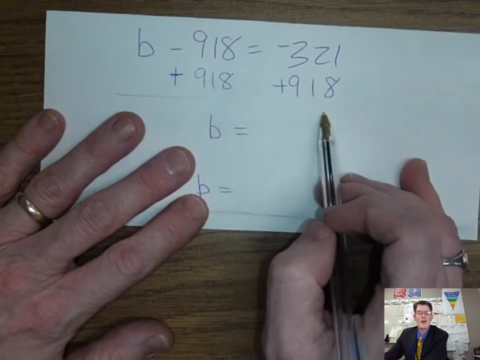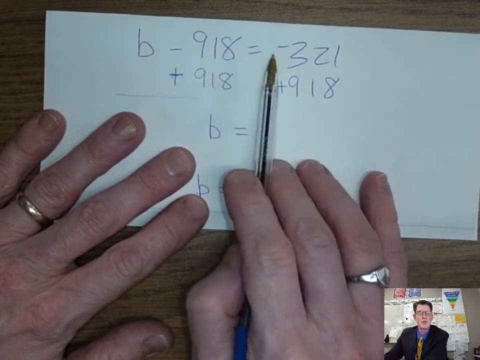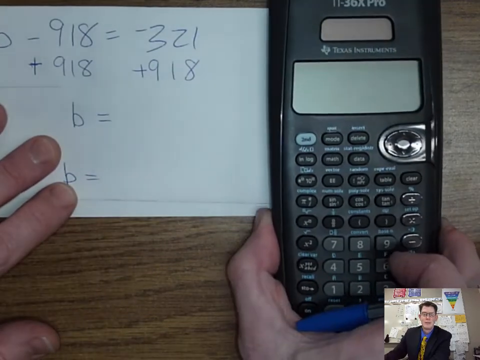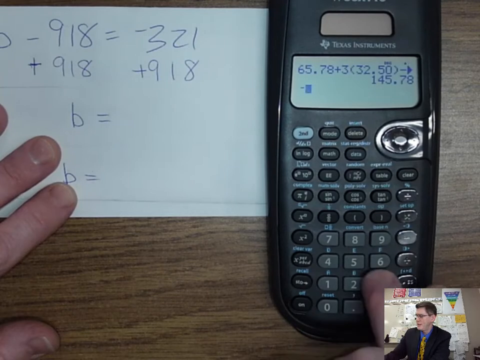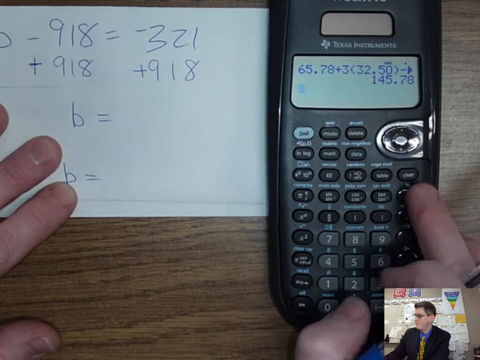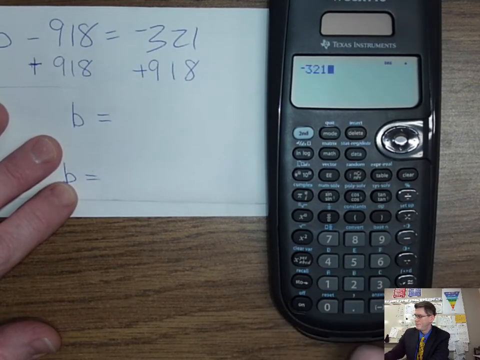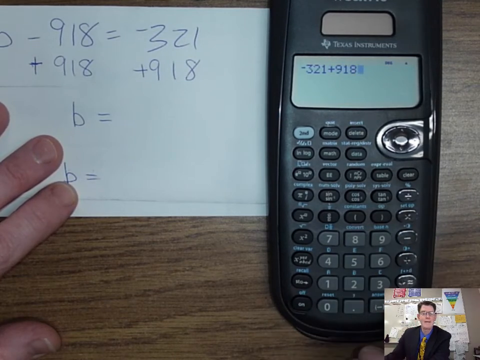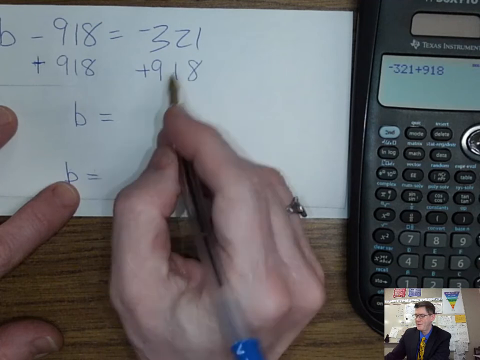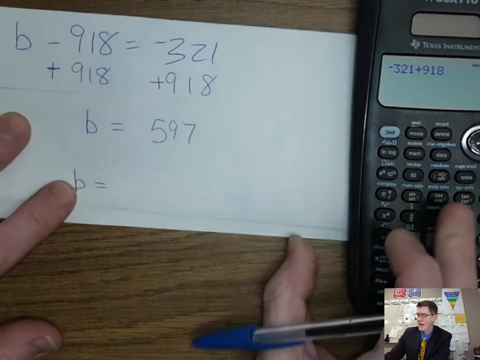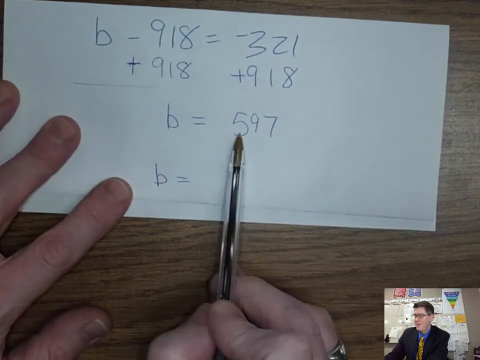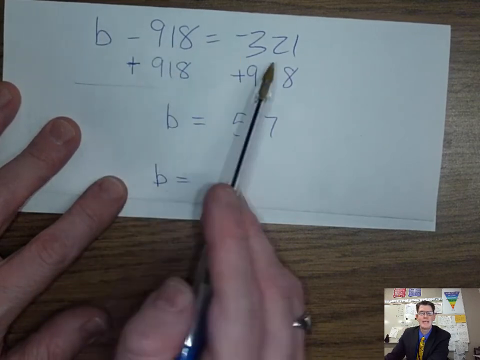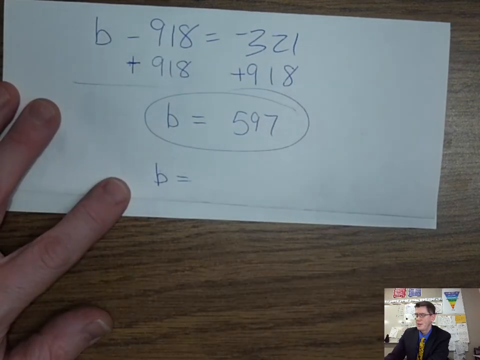Then you have to figure out what this is, and you start with the number that was there. That's the first number, and then you add 918. So if you take the negative 321, and then you add the 918, that gives you the number 597. We've just worked out that 597 minus 918 is negative 321. So we'll circle the number.